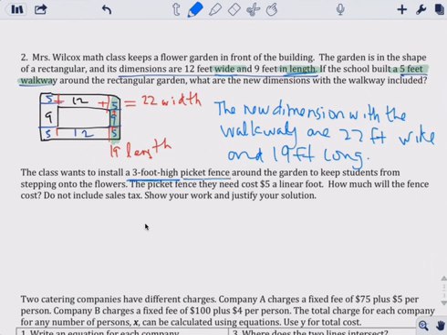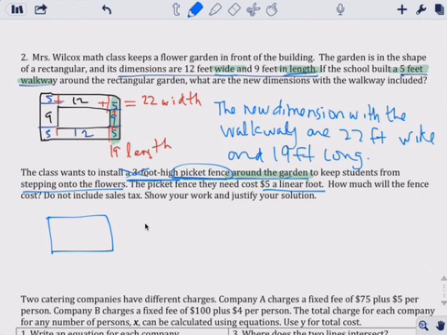Okay. Your class wants to install a 3-foot picket fence. Now it's just a picket fence. This number 3 doesn't mean anything. Around the garden to keep students from stepping on the flowers. The picket fence costs $5 per linear foot. So the class wants to install a picket fence around the garden. Hey, this is only around the garden, not around the walkway either. So let's say the garden. Here's the garden only, no walkway.